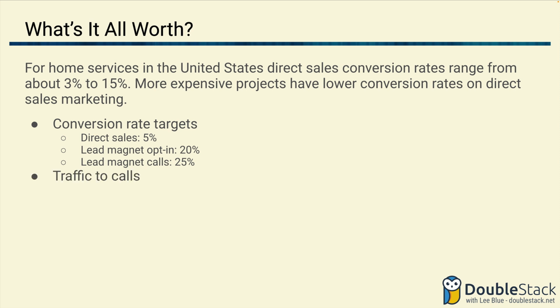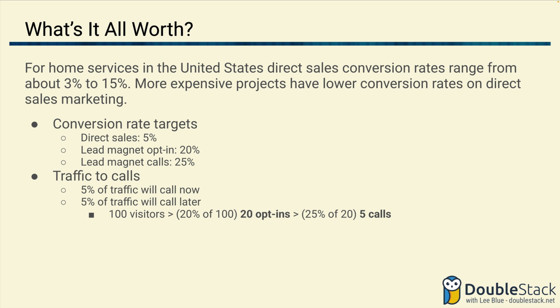And so when you think about, well, what about traffic to calls? Like how much traffic do I need to get a certain number of calls? Well, 5% of the traffic will call right now because that's going to be the direct sales conversion rate. And another 5% of the traffic will call later. That's 25% of the 20% opt-in rate. And so now I'm thinking if I had 100 visitors, 20% of 100 would be 20 opt-ins, and 25% of those 20 opt-ins would be 5 calls. So that's kind of how I'm thinking about all of that. So basically what I'm saying here is 10% of the clicks will call. Like 5% of the clicks call now, 5% of the clicks call later.